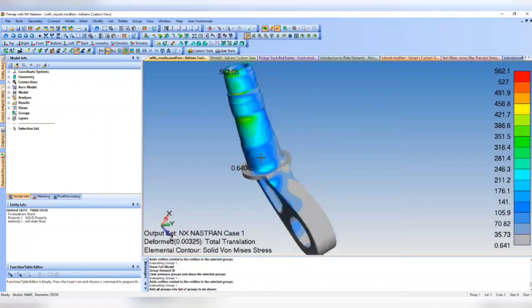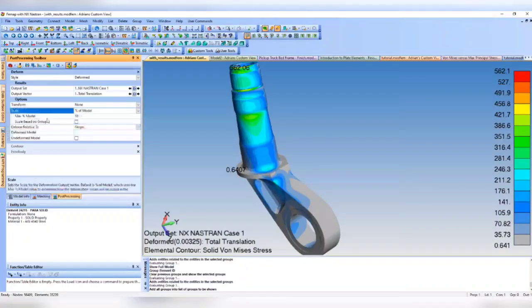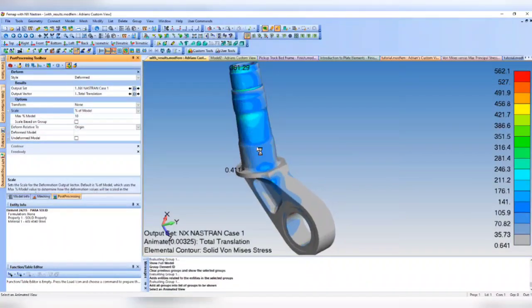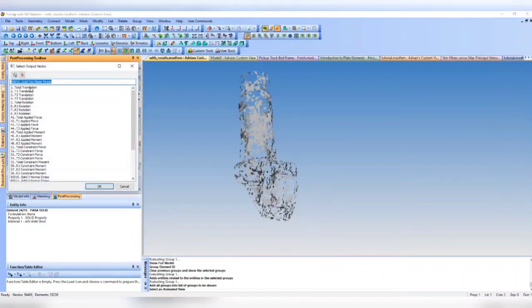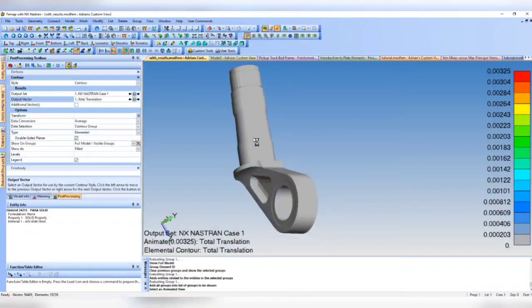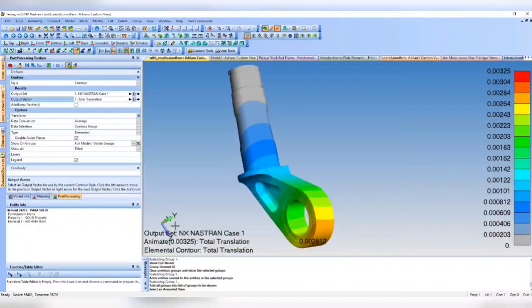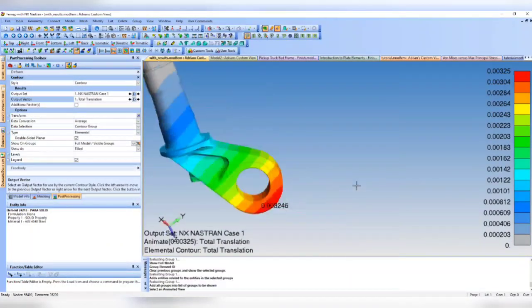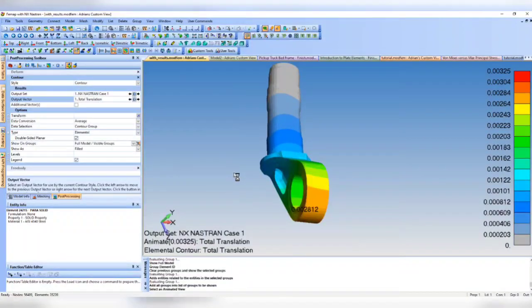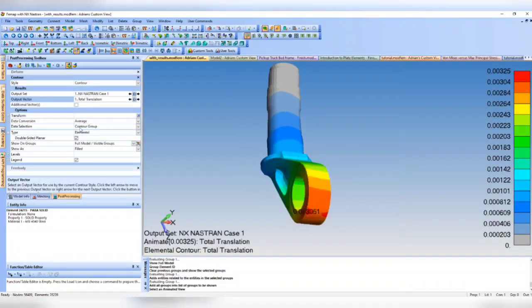So the first thing I typically check is the displacement. So I'm going to animate the displacement. Let's contour the displacement. So as you recall, I fixed it up here and I applied a Z loading on this surface here. So you can see how it's deflecting. And it gives you the magnitude, 0.0325 peak deflection at this point. So that looks pretty good, it makes sense.